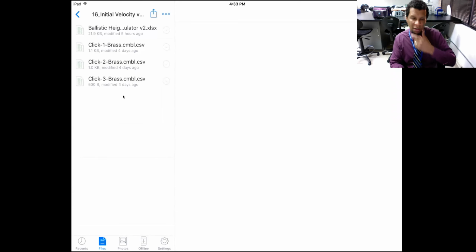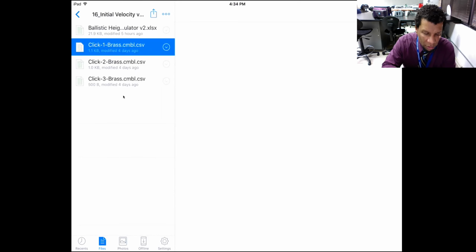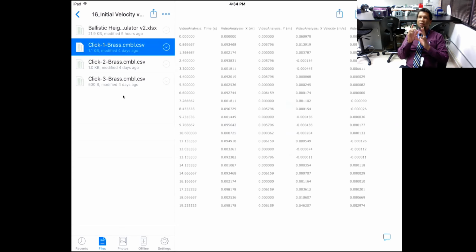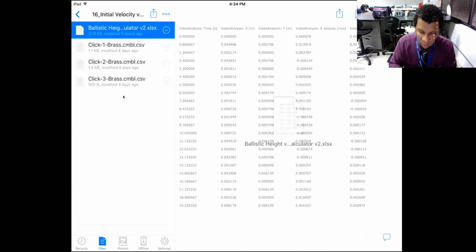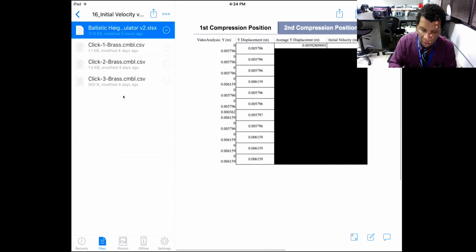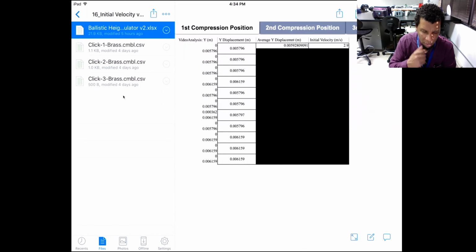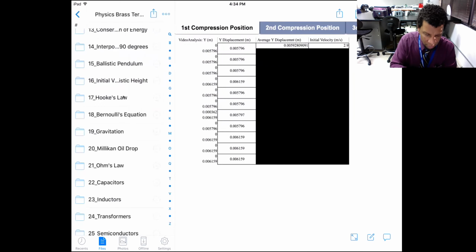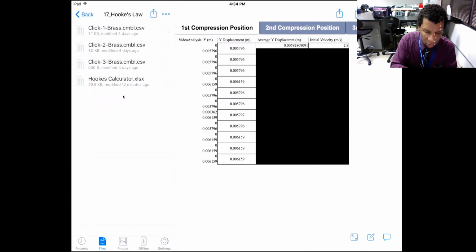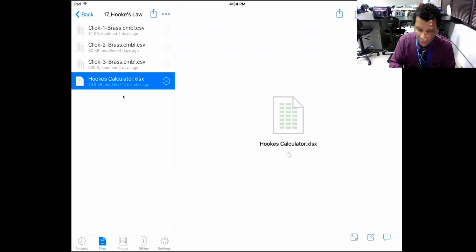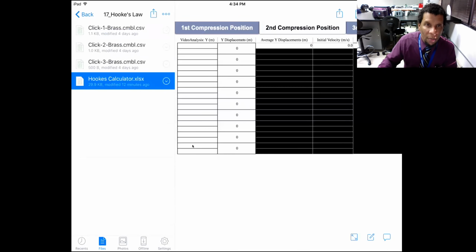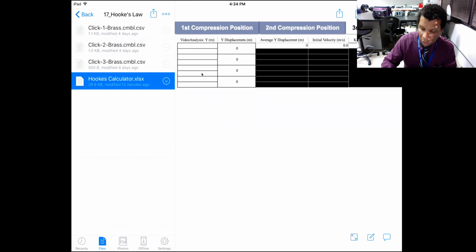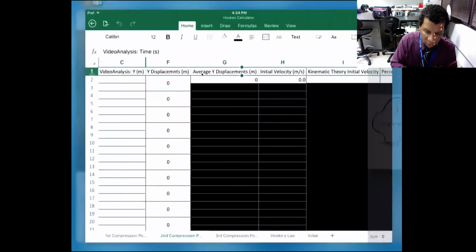So that is what we're going to do. Now, let's just go ahead and go to click 1. We know that we only need the y velocity, correct? So if we look at our calculator, you'll see that all we need, I'm in the wrong folder. Go back to Hooke's law, sorry. I go to Hooke's law, Hooke's calculator, you'll see that all we need is y for the first compression, second compression, and third compression. So let's go ahead and go back to Microsoft Excel.